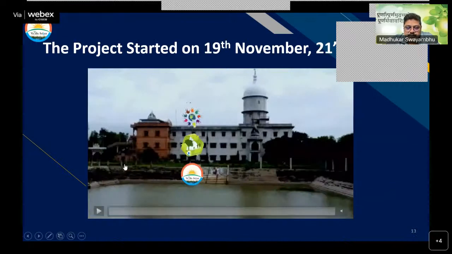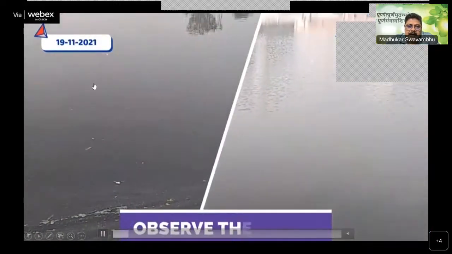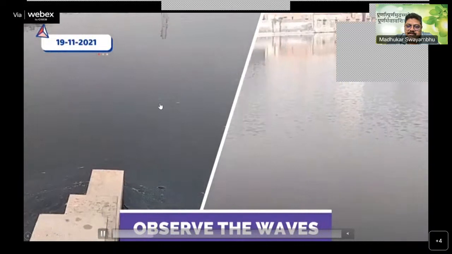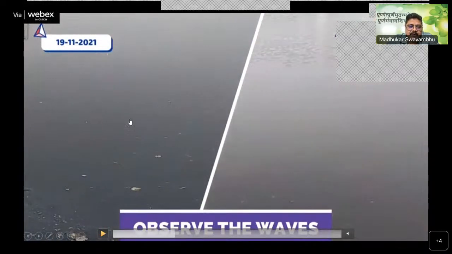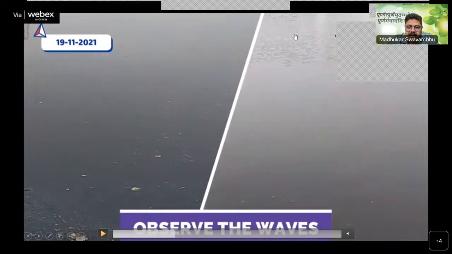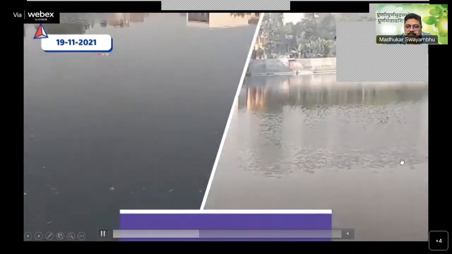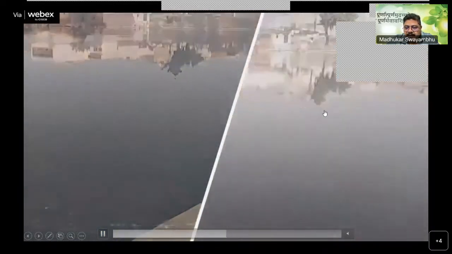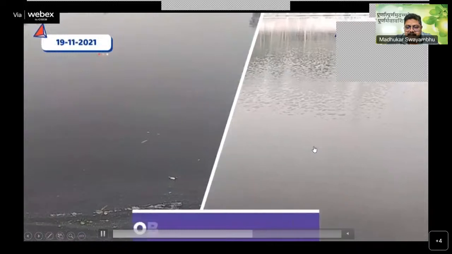Now I will take you through this entire journey. 19th of November, the treatment started. And you can see this is just a difference of 3 days. What you have to observe is the color here and the color here. This is towards black, this is towards gray. In this portion you can also see waves. Here there are no waves. So the top surface of water is dark black and opaque, and the water is absolutely still. In a matter of 3 days, you can see a lot of waves are there.